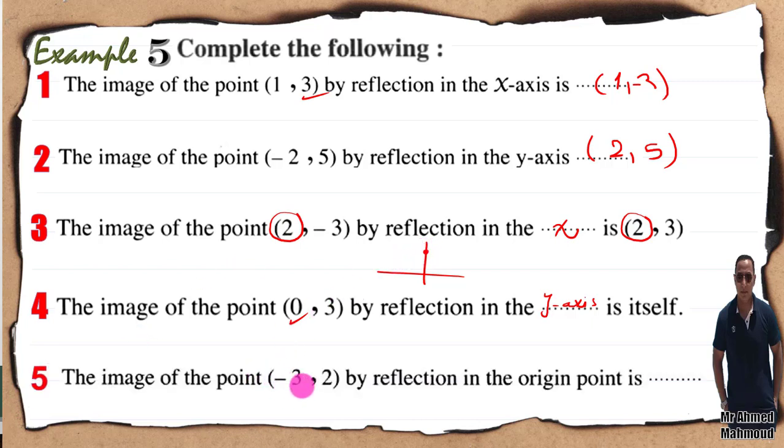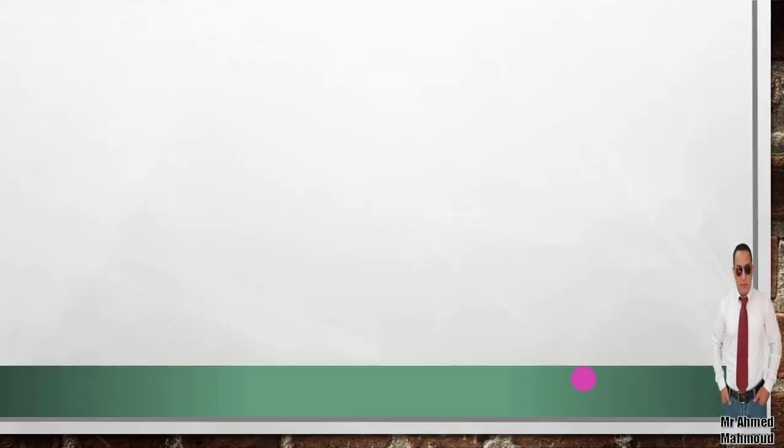Finally, the point (-3, 2) by reflection in the origin: change both numbers. It will be (3, -2). And this is the end of the lesson.